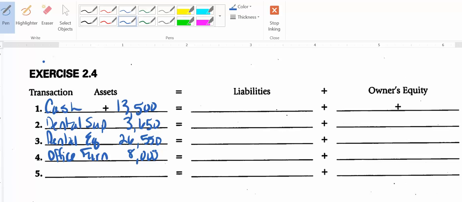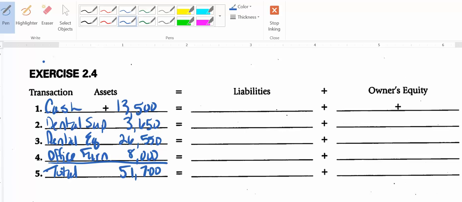Okay, that's all of our assets. So we're going to add those up. And our total assets is $51,700.